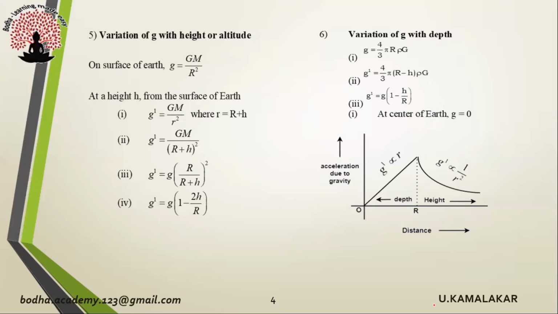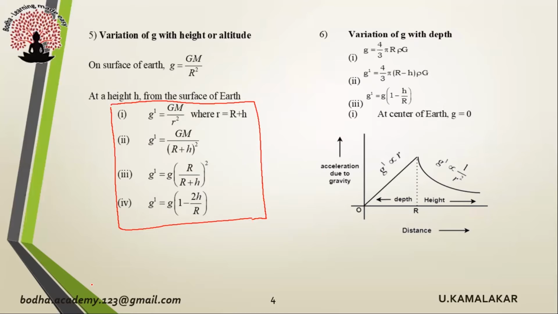Variation of g with height or altitude. On surface of Earth, acceleration due to gravity is equal to GM / R². At a height h from the surface of Earth, the value of acceleration due to gravity is given as g' = GM / r², where small r is equal to capital R plus h. Capital R is radius of the Earth, h is height of the object from the surface of Earth.